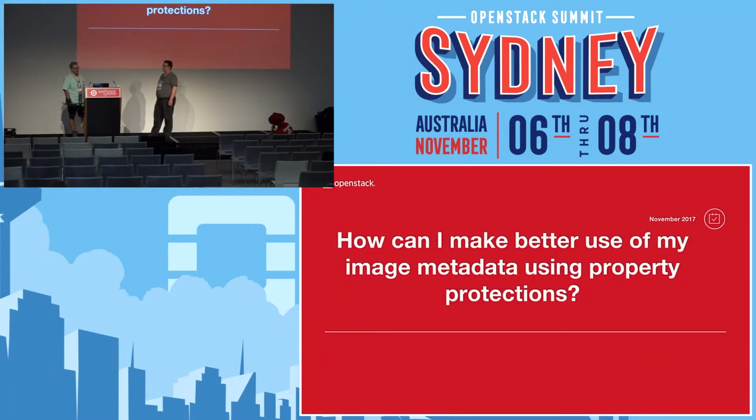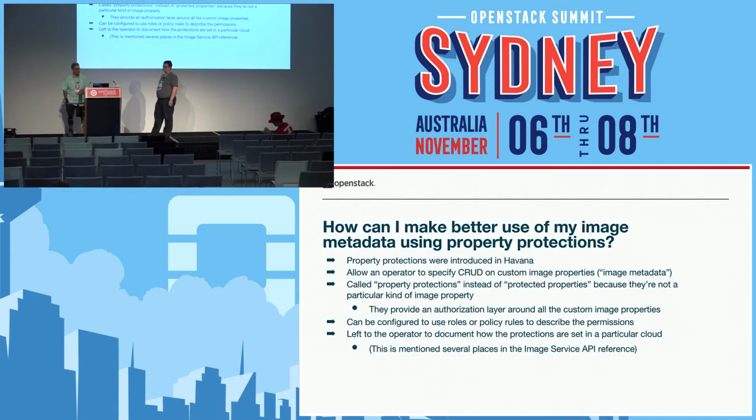Okay. How can I make better use of my image metadata using property protections? Property protections were introduced in Havana, so that's quite a ways back. Basically what they do is they allow an operator to specify create, read, update, and delete on specific image properties. The request for this was because of licensing of particular images. If you handle that kind of thing in your cloud, you need to make sure there are particular metadata items on an image, and you don't want the customers to delete them.